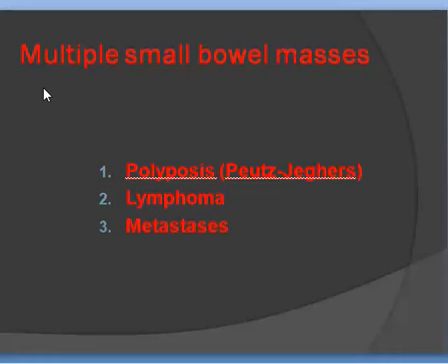Multiple small bowel masses can be seen in polyposis, lymphoma, and deposits. This is the appearance of multiple polyposis. And of course, the multiple nodularities and polypi can also be seen in lymphoma.